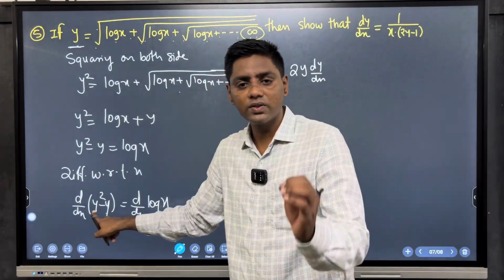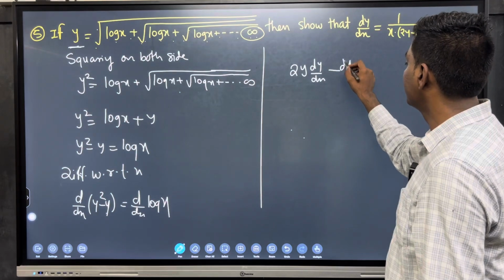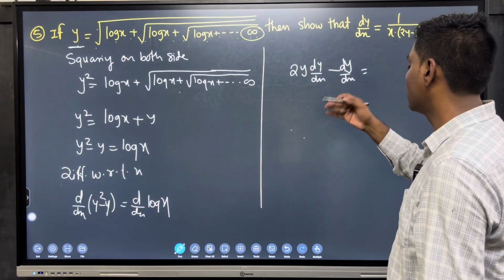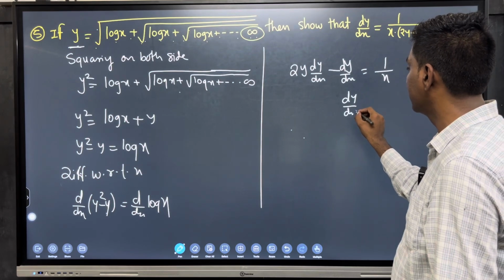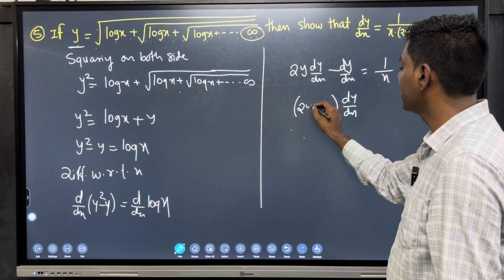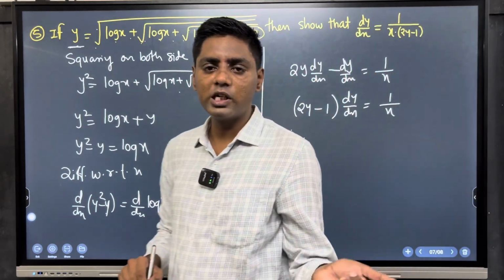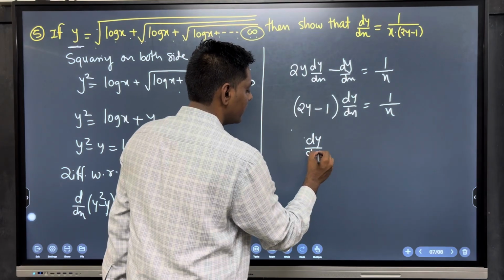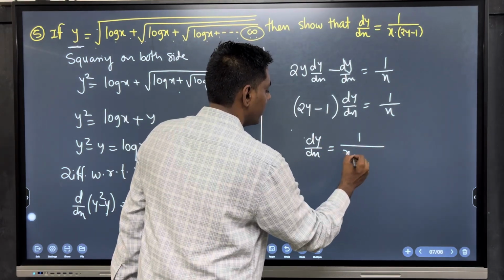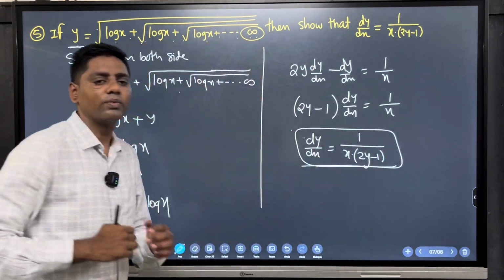The derivative of y square is 2y dy by dx, and the next y term has derivative dy by dx, equal to the derivative of log x, which is 1 upon x. Taking dy by dx common, we get in the bracket 2y minus 1 equal to 1 upon x, and the bracket of multiplication goes to divide. So dy by dx equals 1 upon x into 2y minus 1. This is the final answer of this question.